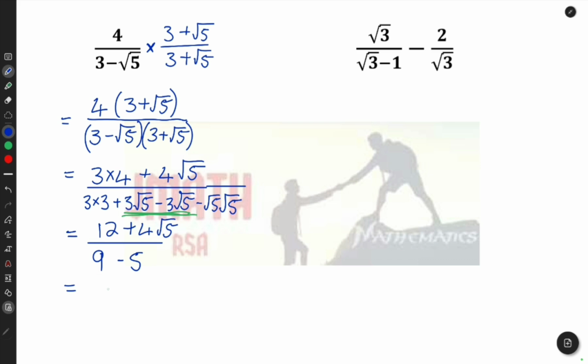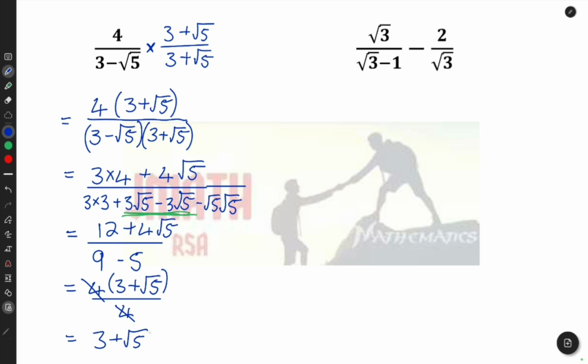So at the bottom I now see 9 minus 5, so that's a 4, but then you must always check, is there maybe a possibility to take out a common factor at the top? That is maybe a 4, and that's exactly what happens in the sum. So I can take out a 4, that is 3 plus root 5, and at the bottom that's a 4, so the 4's cancel, and my final answer is just 3 plus root 5.